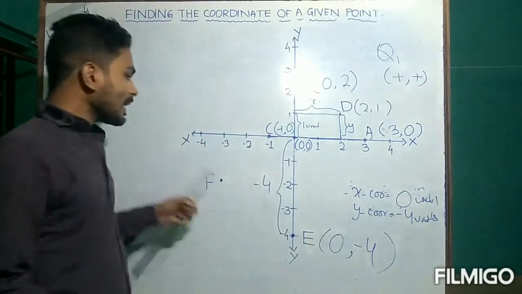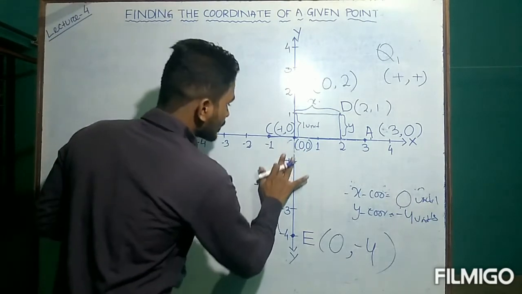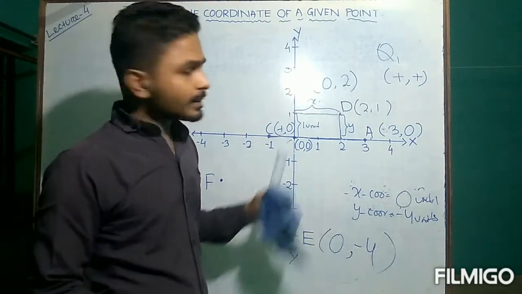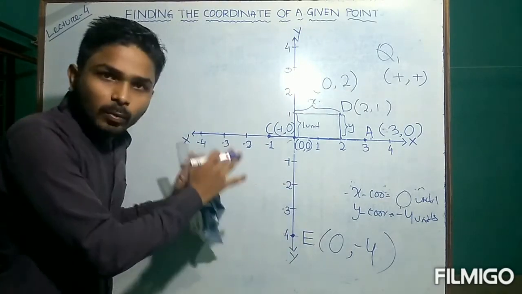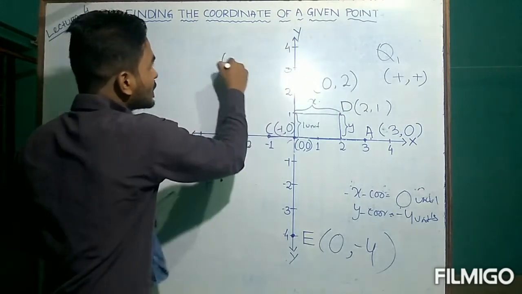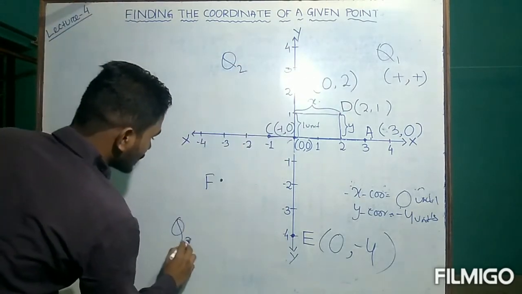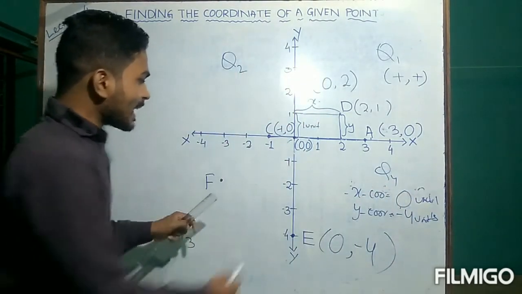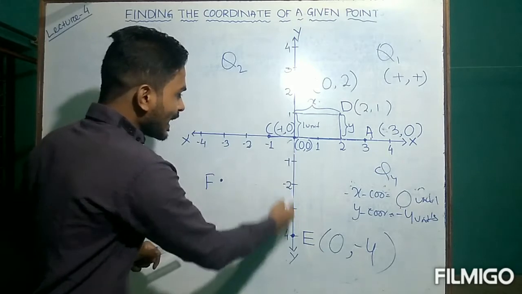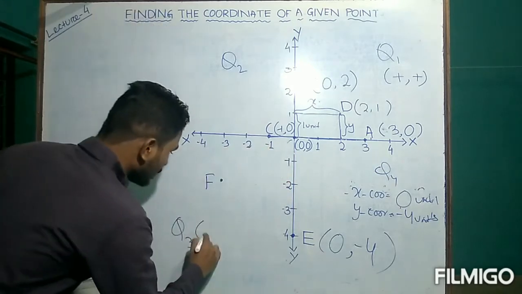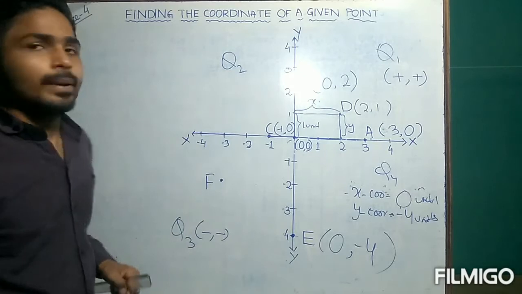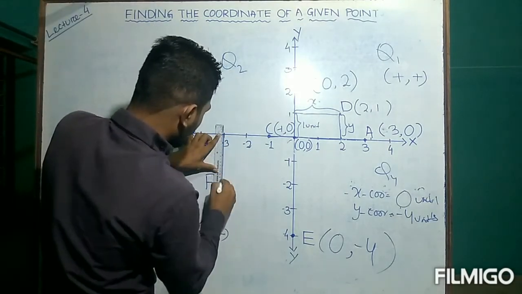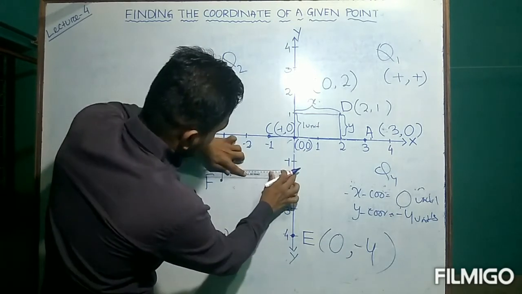Now the last point F. Since the point F doesn't lie on any axis, rather it lies in a quadrant. What is that quadrant? This is quadrant 1, this is quadrant 2, this is quadrant 3, and this is quadrant 4. As you know, quadrant 3 is enclosed by the two axes, both negative. So its possible value must be negative and negative. Now let us draw the perpendicular lines to the x axis and to the y axis.